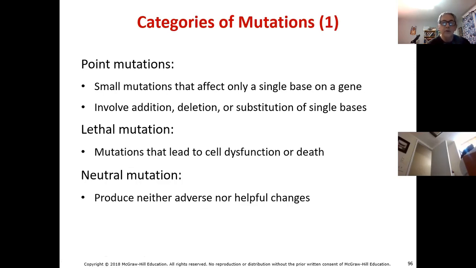Now, a point mutation affects only a single base in a gene. It involves either the addition of a nucleotide, the deletion, or the substitution of a different base. A lethal mutation: some mutations are so bad they can lead to dysfunction and death of an organism. A neutral mutation produces no adverse problems, but it's not necessarily helpful. So in other words, it's neutral.